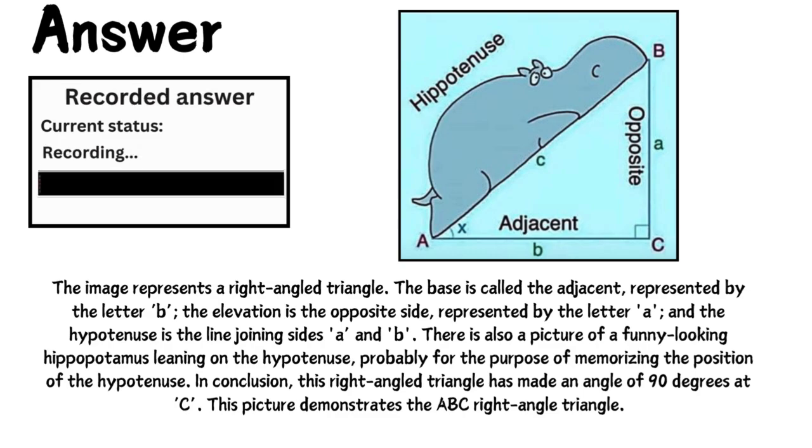The image represents a right-angled triangle. The base is called the adjacent, represented by the letter B, the elevation is the opposite side, represented by the letter A, and the hypotenuse is the line joining sides A and B.